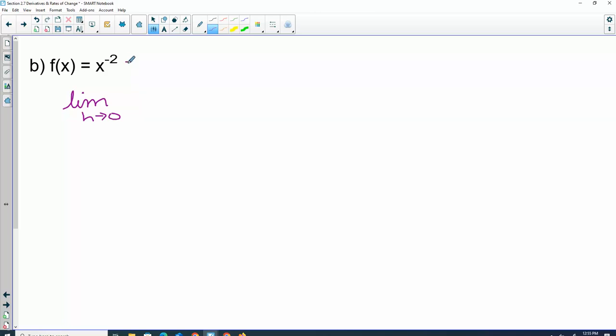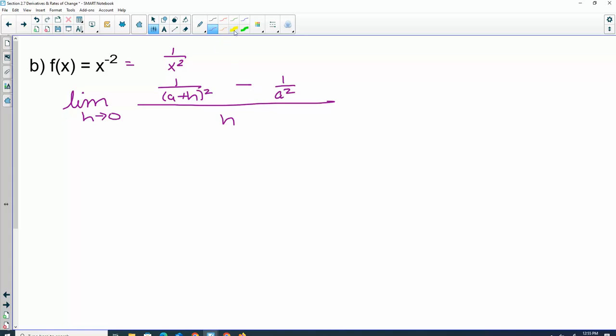Can I go ahead and say x to the negative 2 is 1 over x squared? So f of a plus h would be 1 over a plus h squared. Oh, because you flipped it because it's negative. Got it. The negative exponent, we just put it on the bottom. Minus f of a, so 1 over a squared, all over h.